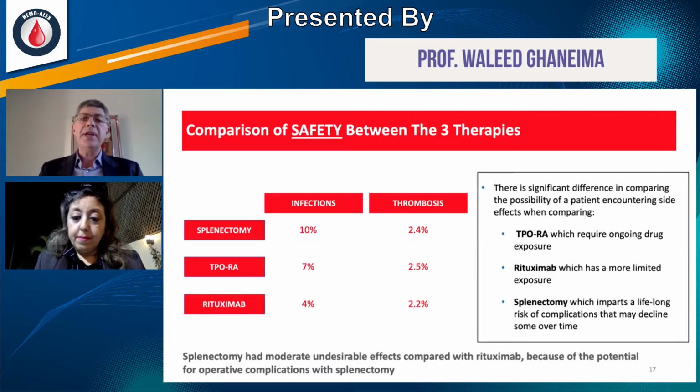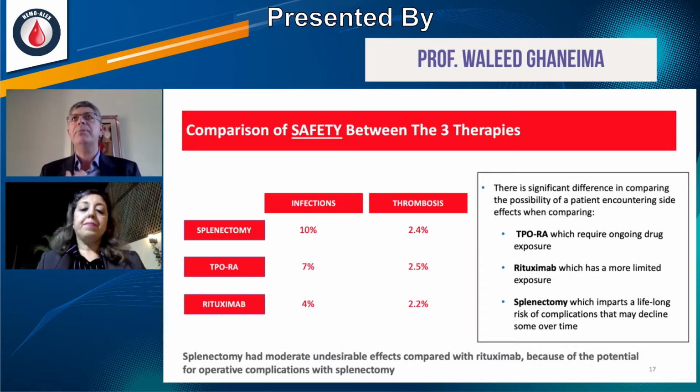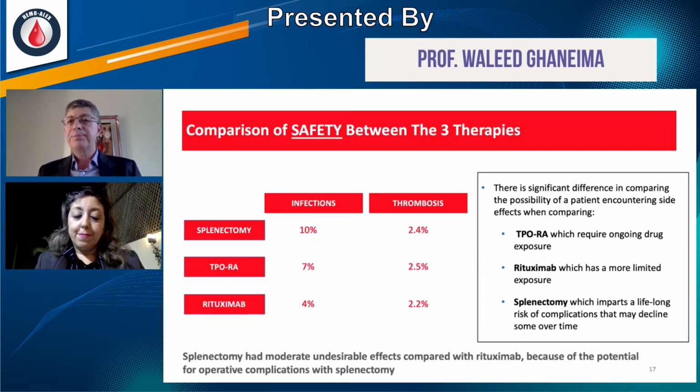However, these therapies, I mean, they're not only effect and side effects. These therapies have different characteristics. It's not easy to compare rituximab to splenectomy. One is surgery, another is one treatment, and you get long-term remission or response. The third is very high response, which is TPO, but you have to take this treatment continuously. So we are often comparing apples to oranges here.